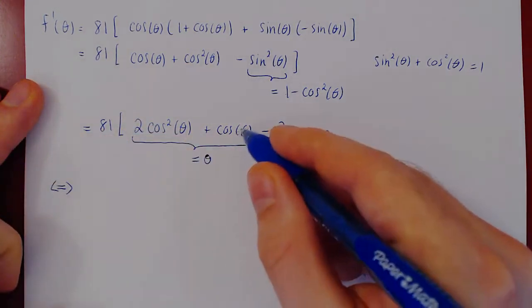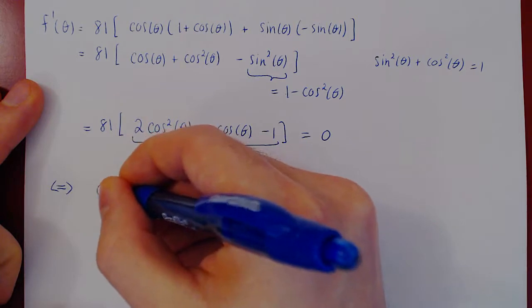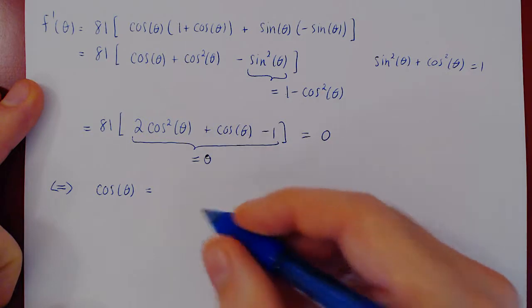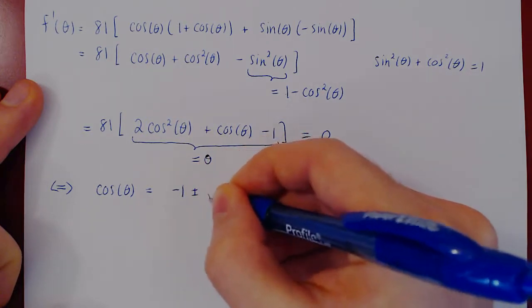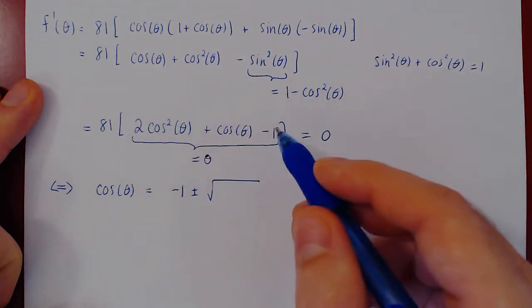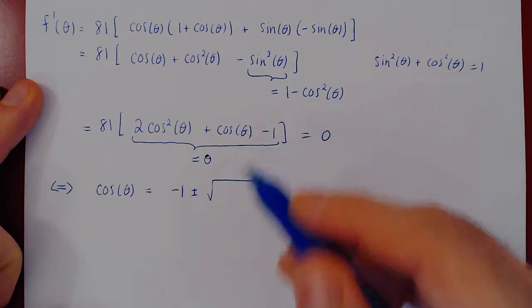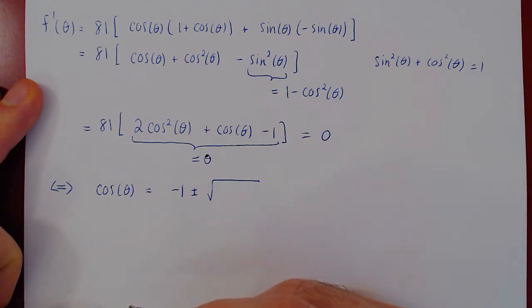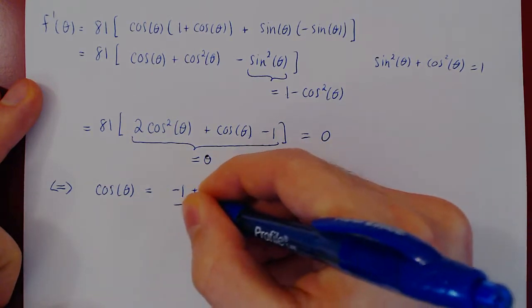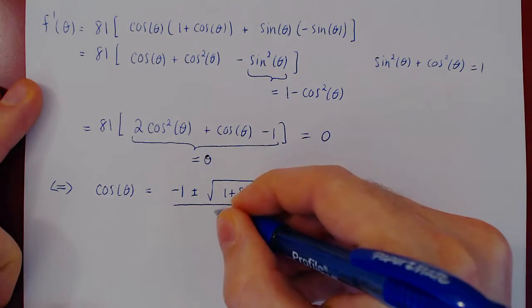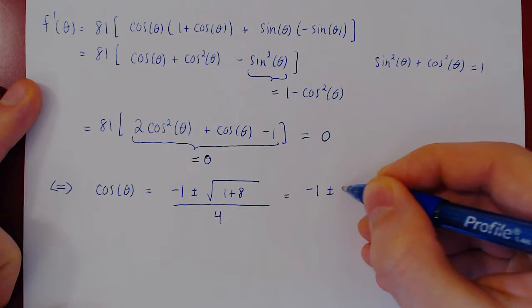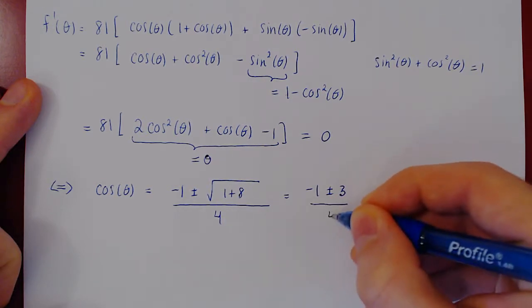if and only if our variable cosine of theta is negative b, so negative 1, plus or minus the root of b squared, 1 squared is 1, minus 4ac, 4 times 2, 8, times negative 1, negative 8, but it's minus that, so we get 1 plus 8, over 2a, over 2 times 2 over 4, but the root of 9 is 3, so we get negative 1 plus or minus 3 over 4.